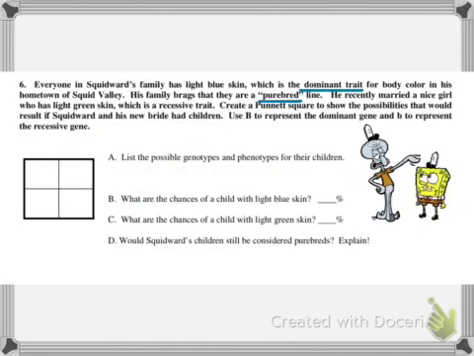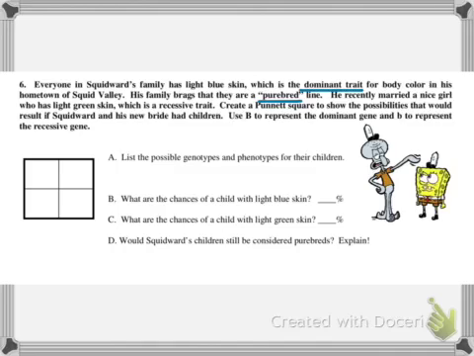All right, Squidward. Everybody in his family has light blue skin, which is dominant for body color in his hometown. So his family brags that they're a purebred line. All right, but he recently married a girl who has light green skin, which is a recessive trait. So they want you to create a Punnett square, and what are the possibilities if they had kids.